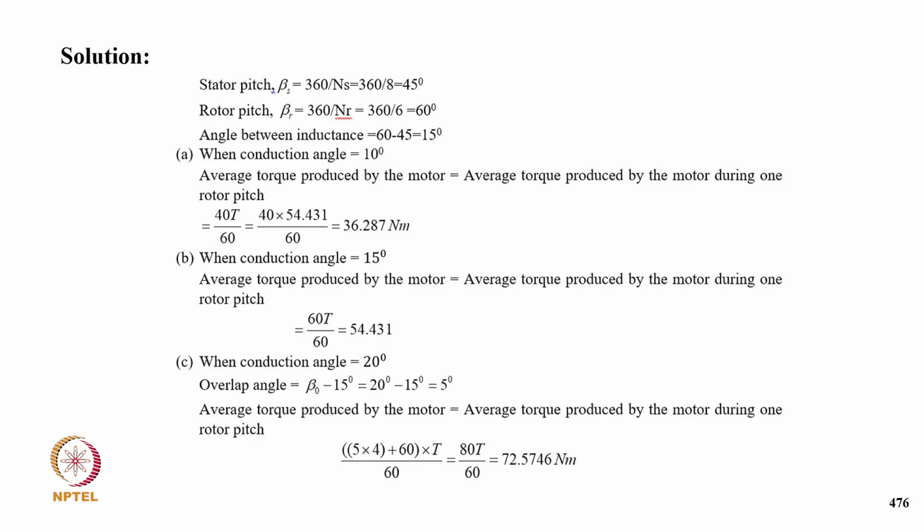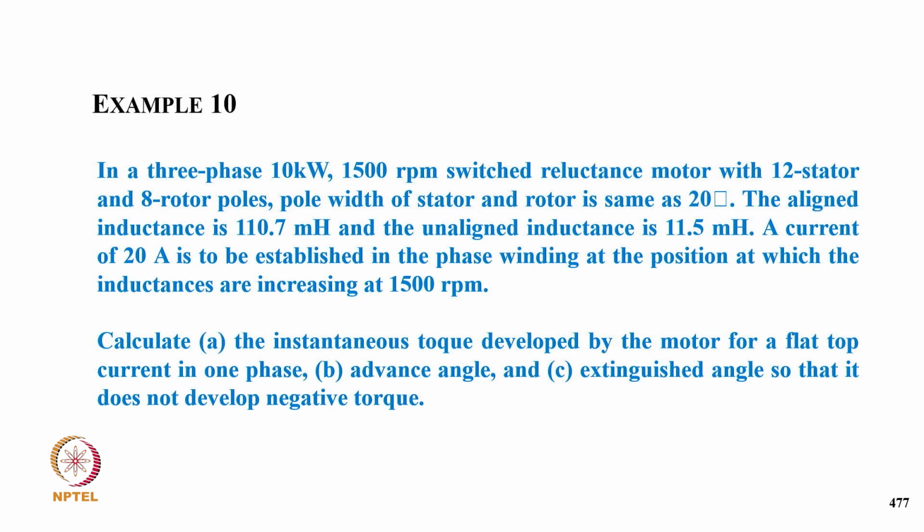When conduction is 15 degree, the average torque produced by the motor is, so 60 T upon 60, that comes 54.431 Newton meter. And when conduction is 20 degree, the overlap angle is beta minus 15 degree, that is 5 degree. The average torque produced by the motor is 5 into 4 T plus 60 into T upon 60, that is 40 upon 60, so 72.5746 Newton meter.